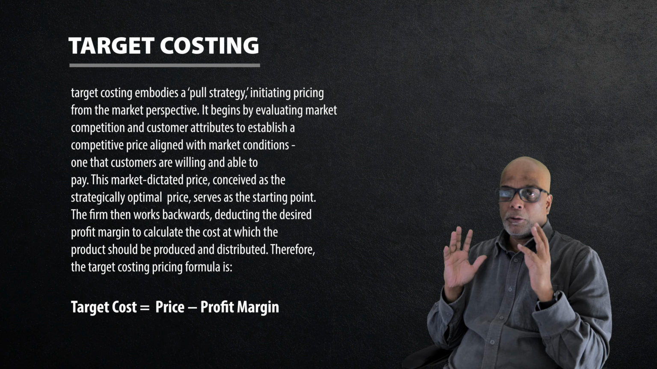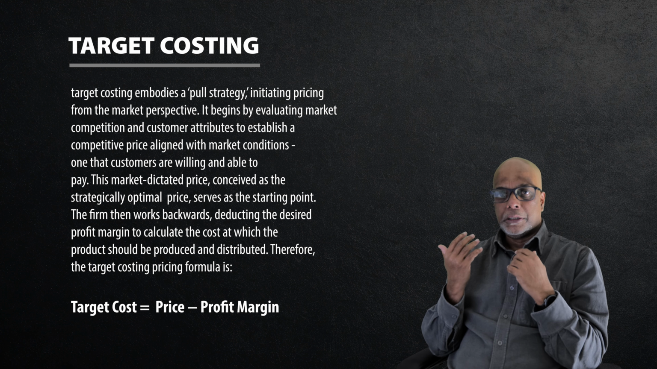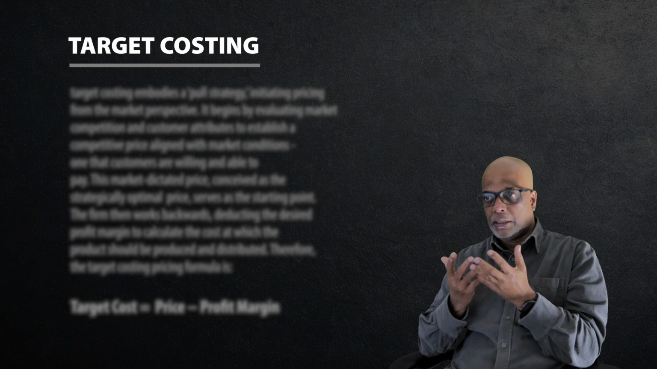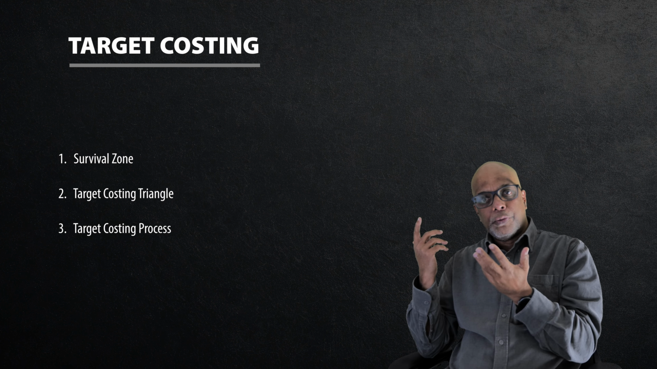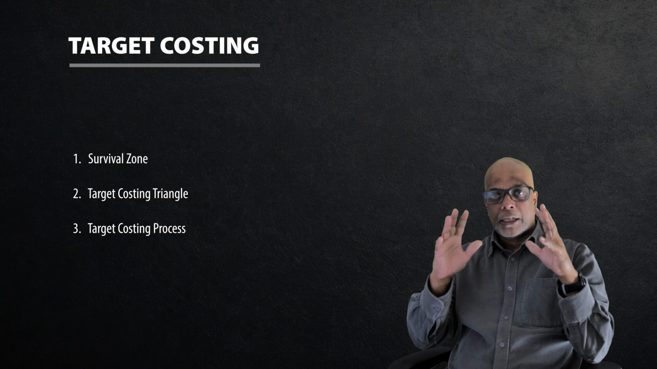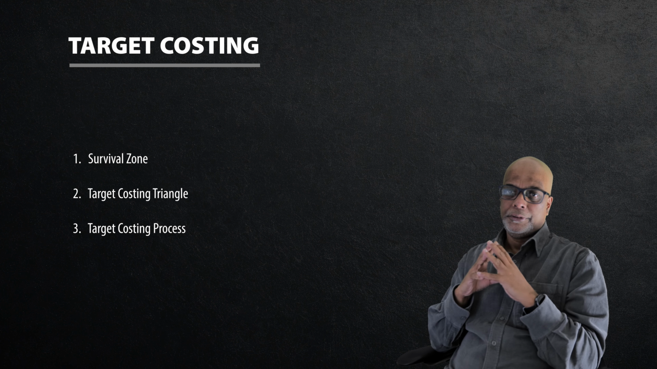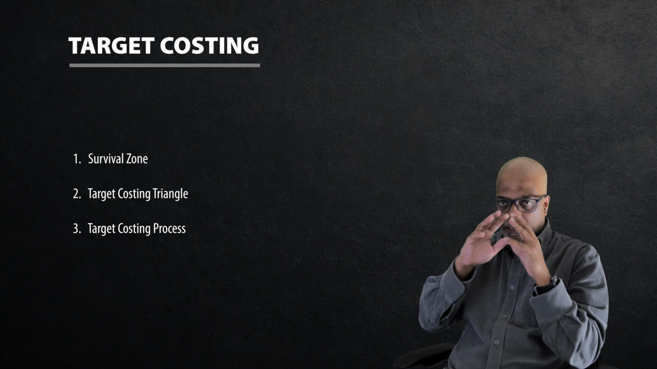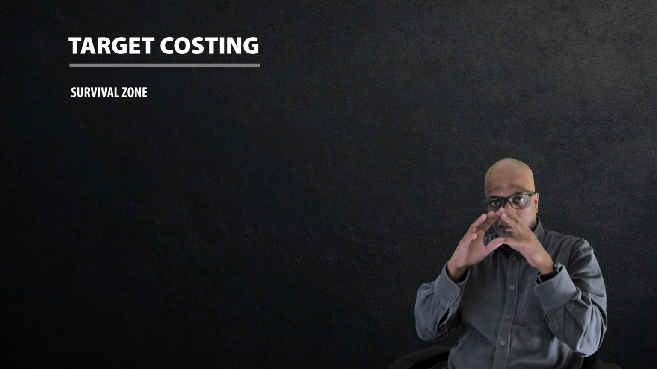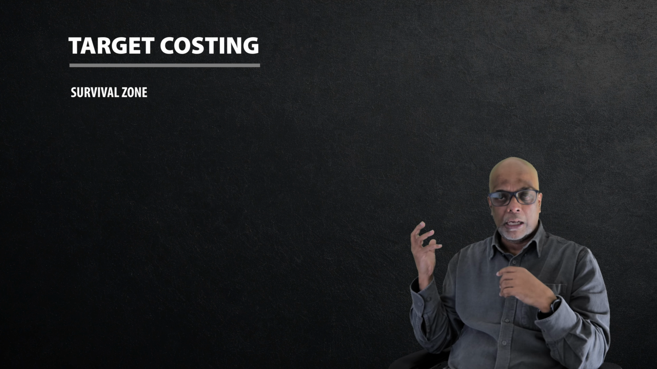Then, when we are talking about target costing as a framework, it constitutes three key conceptual themes. The first one is what we call survival zone. Second one is target costing triangle. And third one is target costing process. So I have elaborated these things in the textbook, but as a summary point, target survival zone, that is the first conceptual basis of target costing.